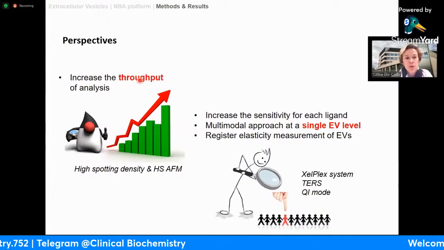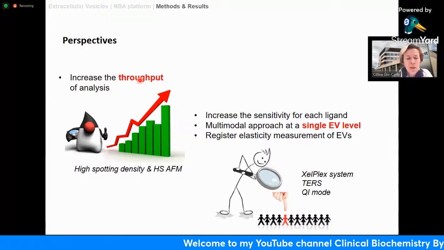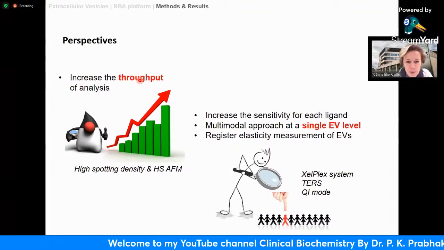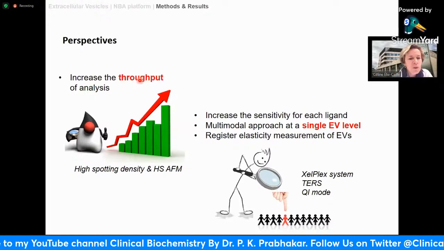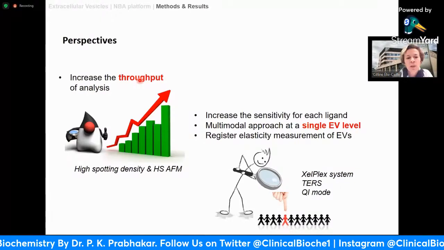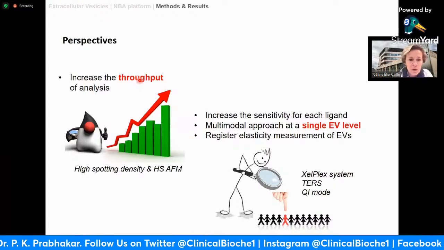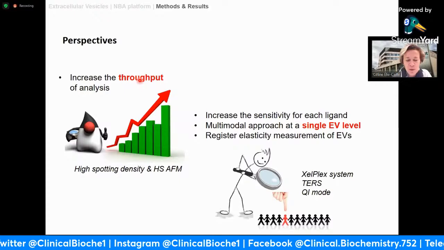So the perspective of this work is to increase the throughput of analysis. As you know, AFM is not so fast, but with a high-speed mode this would be possible. So this is the next step, and by also increasing the spotting density on the chip, we could imagine reaching that high level of throughput.